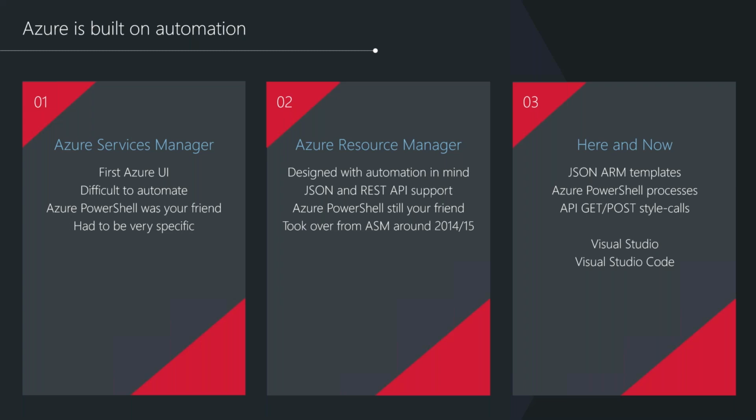And every time you click a button on anything in Azure, regardless of what you're deploying or configuring, it's actually running a REST API or a JSON-based command in the back end. So the actual portal itself is doing the automation, even if you're not at that point. And that took over from the ASM portal around 2014 and 2015. It means that we now have the opportunity to write JSON-based automation scripts, as well as using our Azure PowerShell and writing our APIs for this as well.